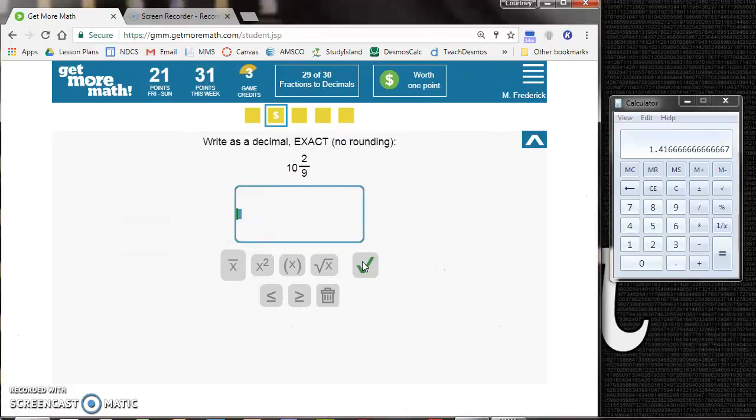And finally, in our last example, write as a decimal, exact with no rounding. Again, we have that 10, which is a whole number. So we're not going to worry about that. We're just going to put the 10 and then the decimal. And then we can come over here, divide our fractions, and we get 2 repeating. So we want to do this with an exact answer. Note that only the 2 is repeating. So we'll use that bar notation and then type the 2 to enter that as a repeating decimal.